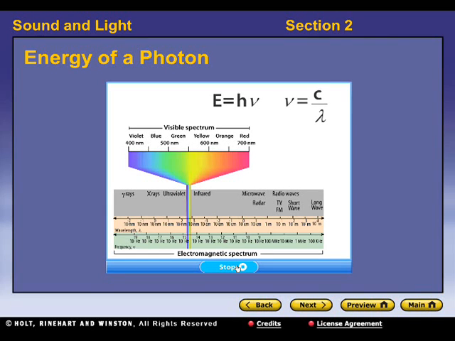This equation can be looked at differently by using the relation. The frequency of the photon is equal to the speed of light divided by the wavelength. This means that the energy of a photon is equal to Planck's constant times the speed of light divided by the wavelength of the photon. Blue light has a shorter wavelength than red light. From this relation, we can determine that blue light is more energetic than red light.